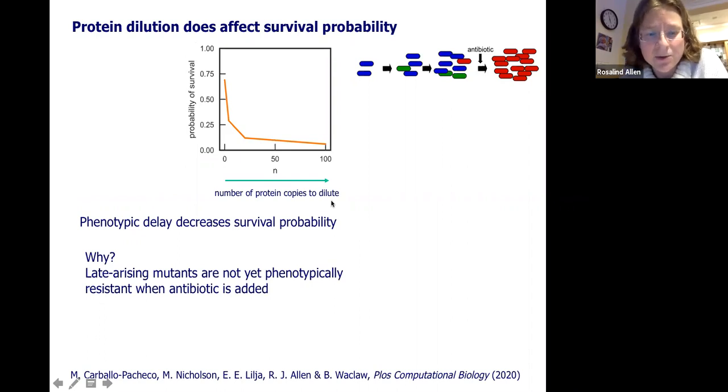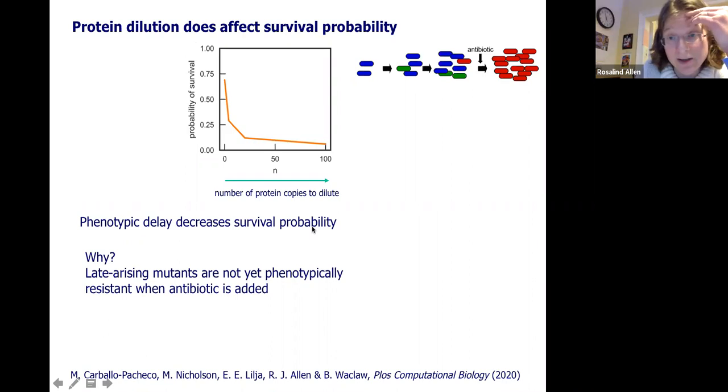And that makes sense, of course, because as the population is growing exponentially, you have some mutants that arise late. And the mutants that arise late, when the antibiotic comes along, they haven't had time to become phenotypically resistant, and so they don't contribute to population survival. So the longer the delay, the more late arising mutants you have, which are not phenotypically resistant when the antibiotic comes along, and the smaller the survival probability. So that's kind of intuitive, I think.